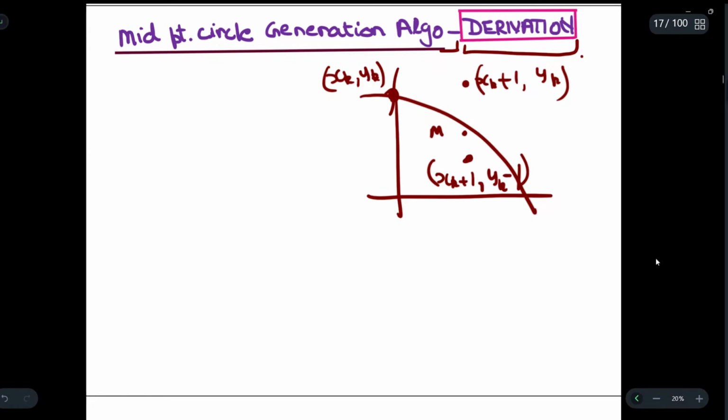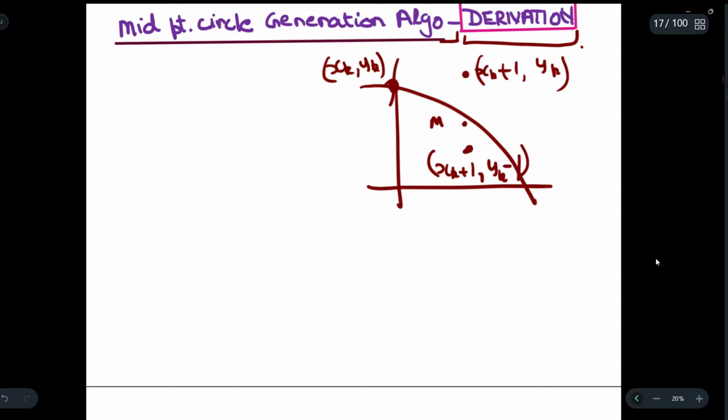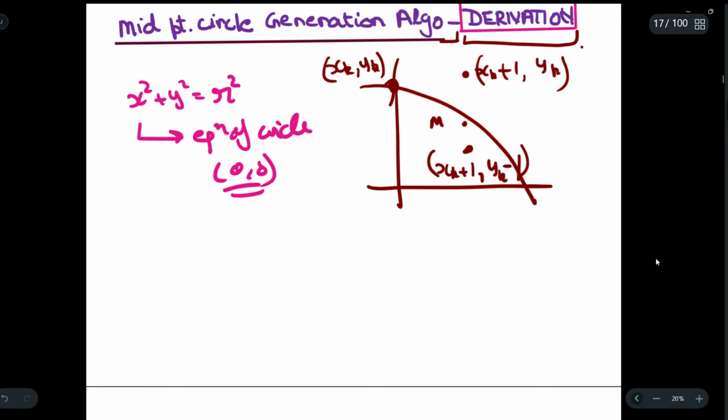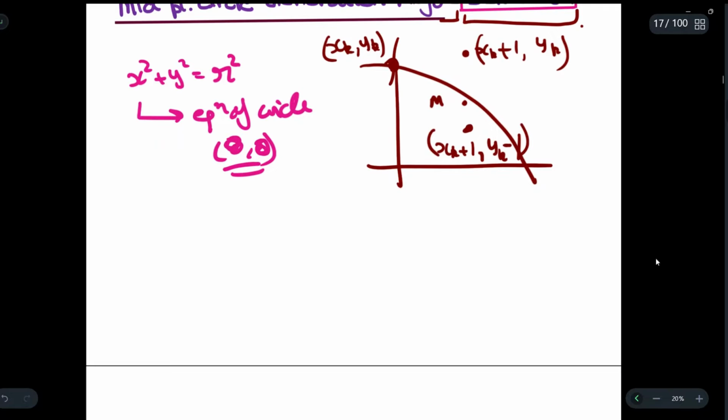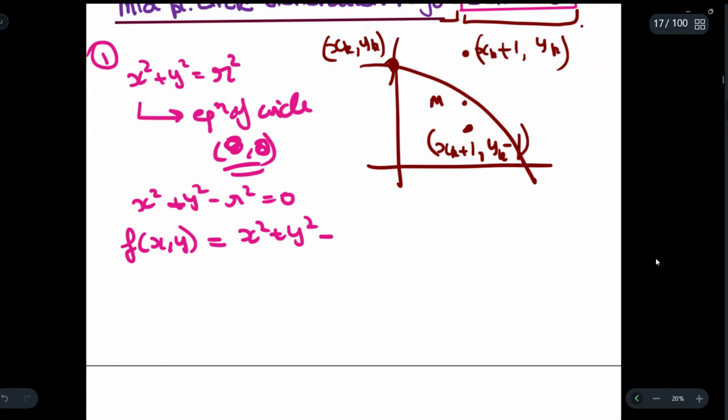So now we are going to first of all write the general equation for a circle, which is given as x square plus y square is equal to r square. This is the equation of a circle which is at the center origin, that is, which is located at the origin. So now we are going to write it as x square plus y square minus r square is equal to 0, and we are going to consider it as a function, that is f(x, y) will be given as x square plus y square minus r square.